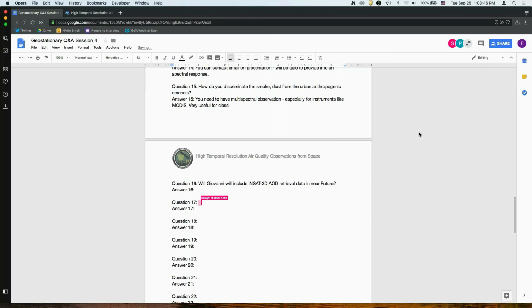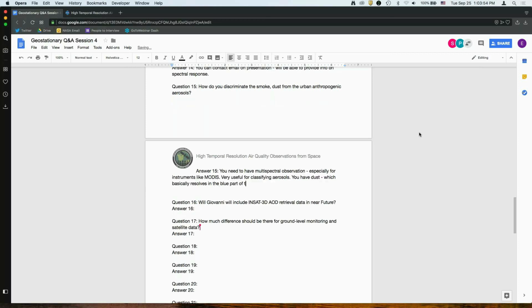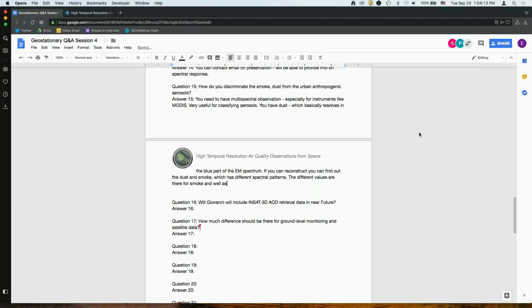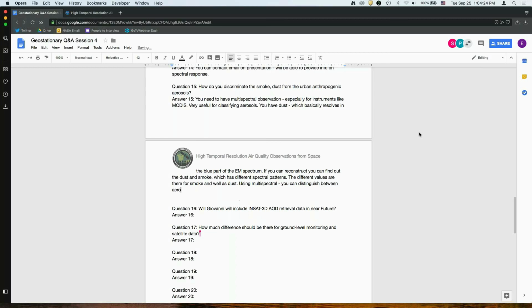So you have dust, which basically absorbs in the blue part of the electromagnetic spectrum. If you are able to reconstruct the spectral profile of AOD, one can find out the dust. Similarly, smoke has a different spectral pattern, and different single scattering albedo values are there for smoke as well as for the dust. So using this multispectral data, one can discriminate between aerosol types, and people are developing such algorithms now.